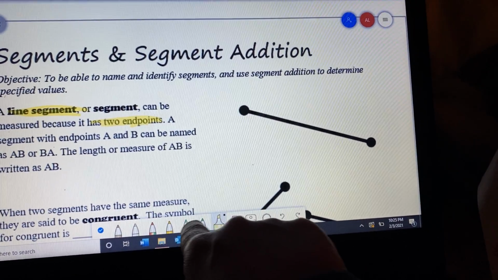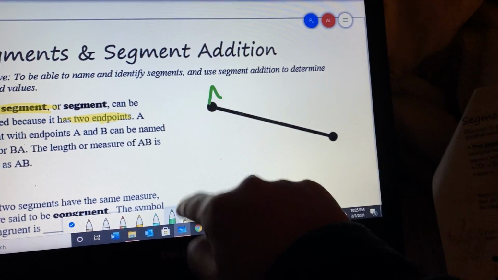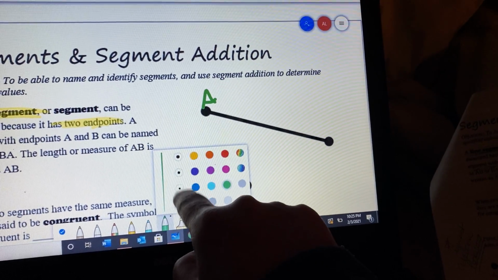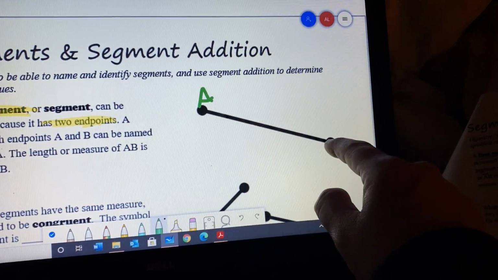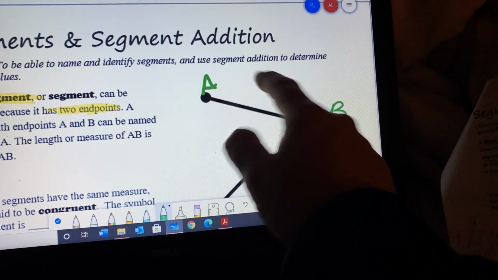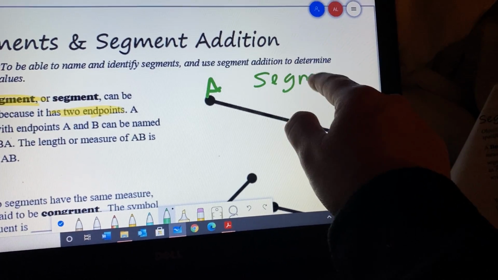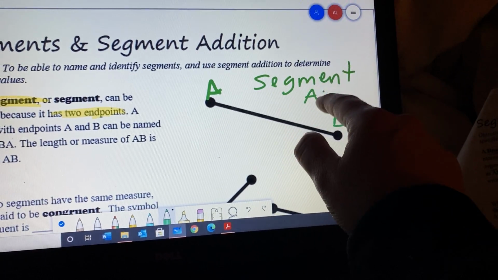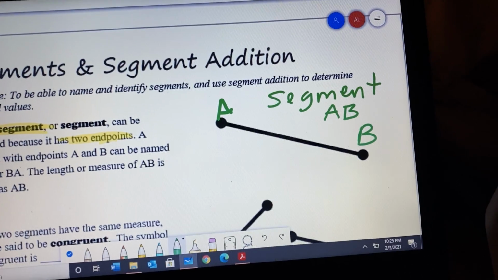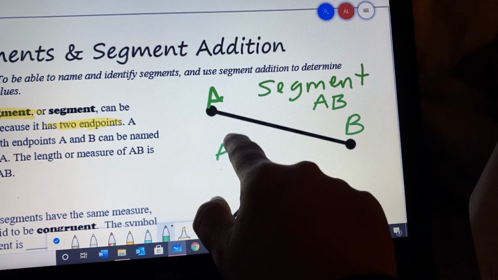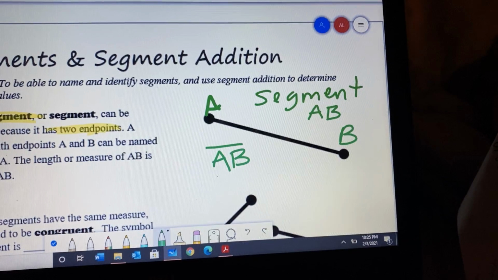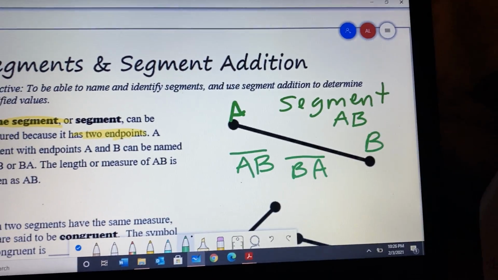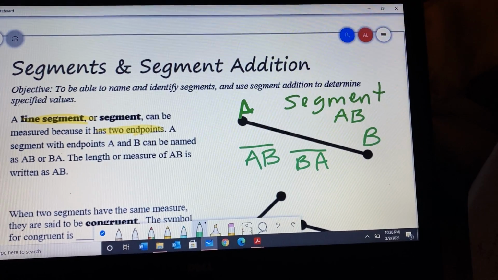So if we look over here, if that's A and this is B, then this would be segment AB. Or if we wanted to write it using our geometry symbols, we could do an AB with a little line segment on top. And remember, the order of the letters doesn't matter, so we could call it line segment BA. All right?